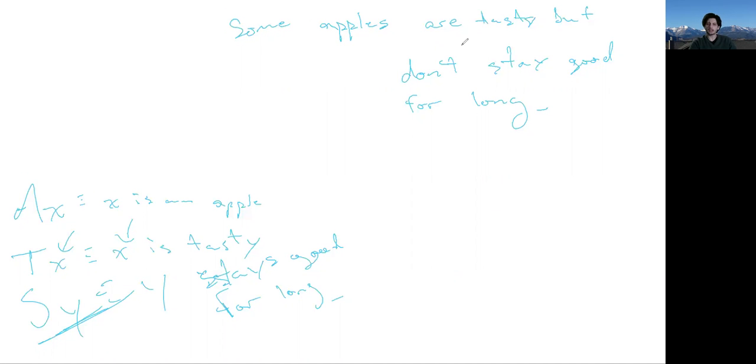I'm not saying any specific object is an apple. I'm not talking about any specific apple. I'm just saying they're on the list. You're going to be able to find one of those objects that says, yep, I'm an apple. We have at least one apple on the list. So some apples are tasty but don't stay good for long. We're going to do the same game we did before. Some is just our existential, and our copula is just our copula.